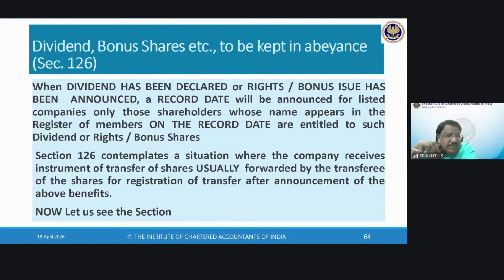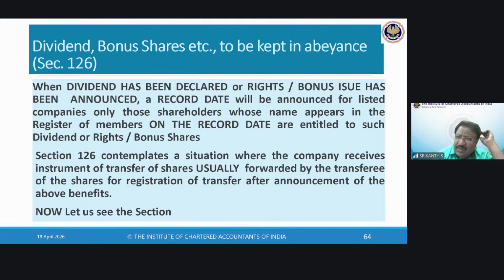Normally, when dividend has been declared by the company, or rights or bonus issue has been announced, a record date will be announced for listed companies. Only those shareholders whose name appears in the register of members on the record date are entitled to dividend or rights or bonus shares. So there will be something called record date. So clearly, who was the owner of the share on the record date? Whoever is the owner on that date will get the benefit.